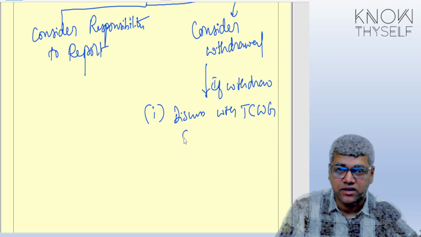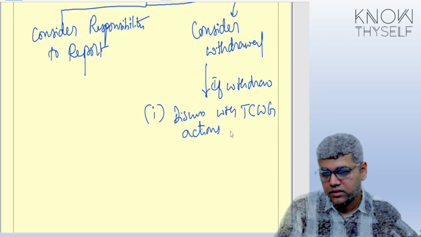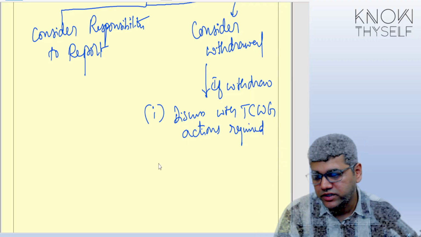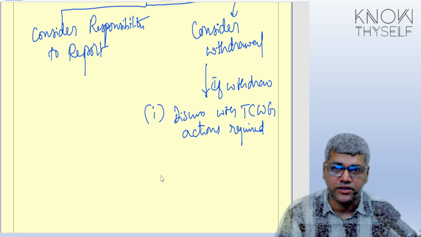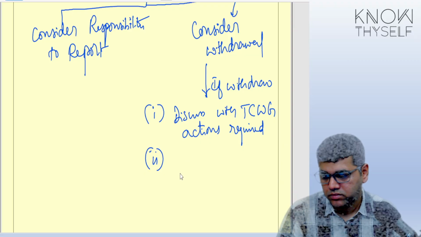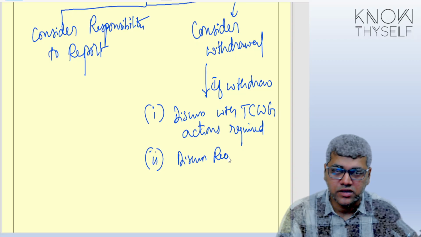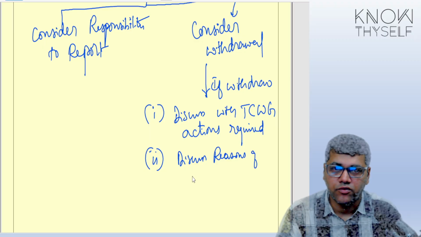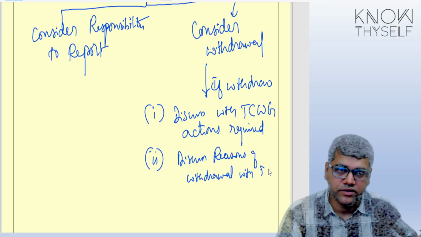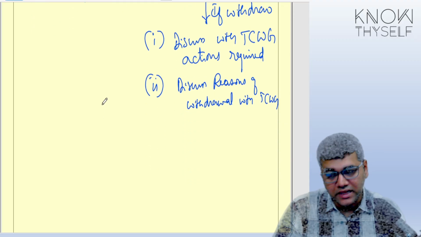Actions required. So what actions are required? You first discuss with the TCWG so that you see whether you can address it. Second, discuss reasons of withdrawal with TCWG. So if you cannot address it, then you have to tell them I am going to withdraw and tell the reasons.